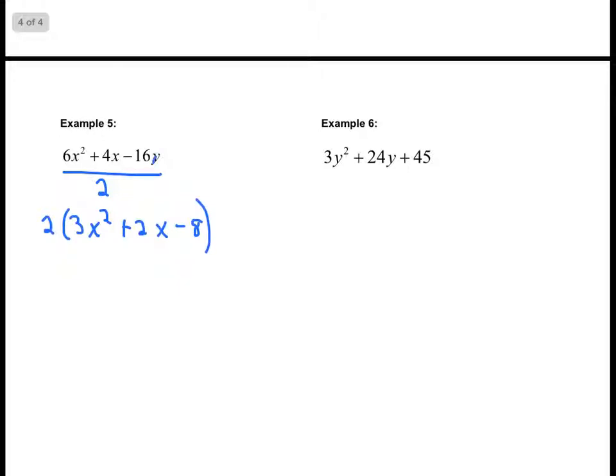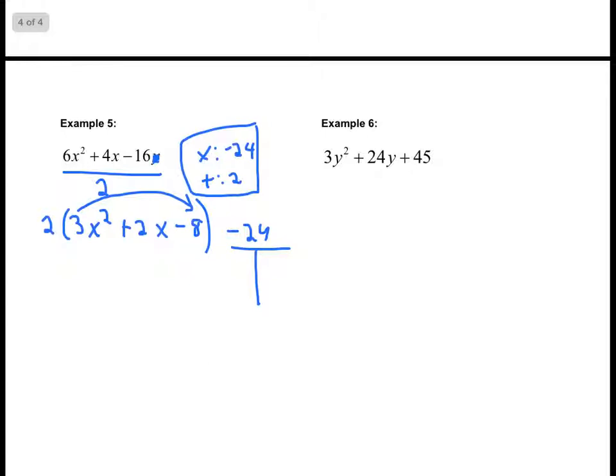Okay, notice this y should not be there, so get rid of that y. All right, now I multiply to find what I'm going to be looking for. So 3 times negative 8 is negative 24, so I need factors that multiply to negative 24 and add to 2. So I've chosen 6 and 4. The 6 is positive, 4 is negative.